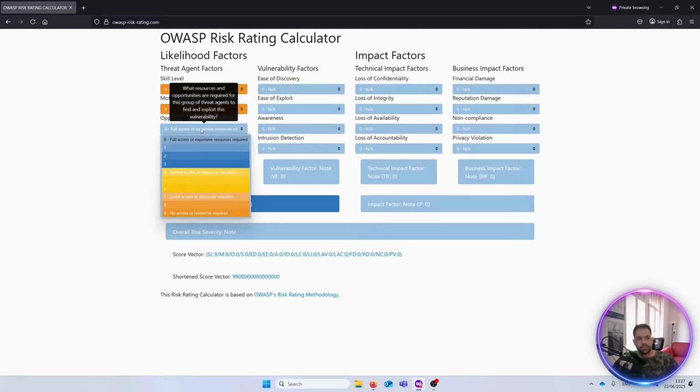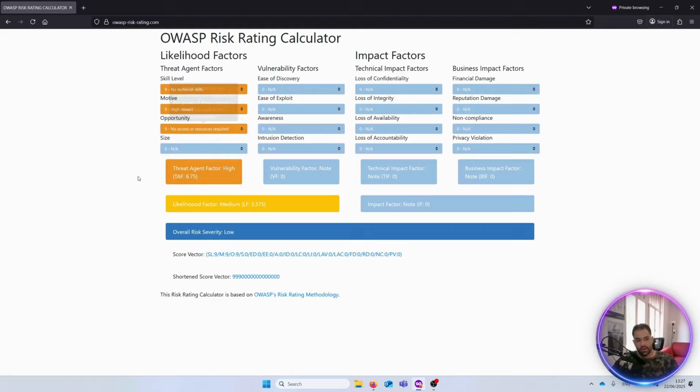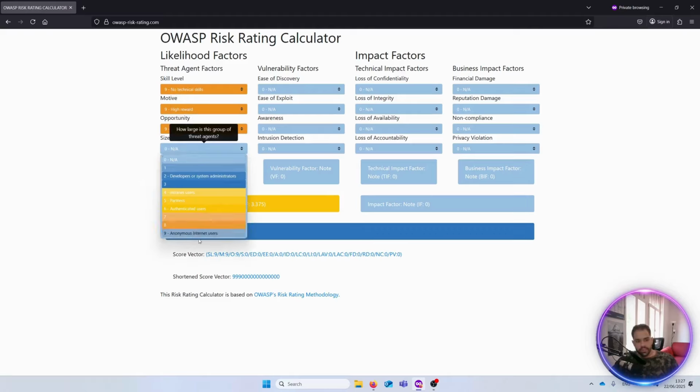And then the opportunity: you can see full access or expensive resources required, or no access required. So is it an admin? Can this vulnerability or threat be exploited only by people who have access to that platform or portal, or by everybody? Internal engineers, admins or management, or even on the internet. So everybody. Let's say no access. Again, it's a high one. And the size: anonymous internet user, or internal user, partners, authenticated user, developers. Again, let's say from the internet, and now you can see it's 9.